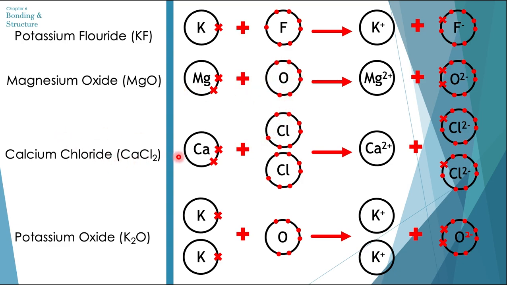But in this case, like calcium chloride, we have 2 atoms which are receiving the electrons and only 1 atom which is giving the electrons. So we write it as CaCl2 because there are 2 chlorine atoms. And in potassium oxide, we have 2 atoms which need to give their electrons and 1 atom which needs these 2 electrons, and they form potassium oxide, K2O, because there are 2 potassium atoms and only 1 oxygen atom.